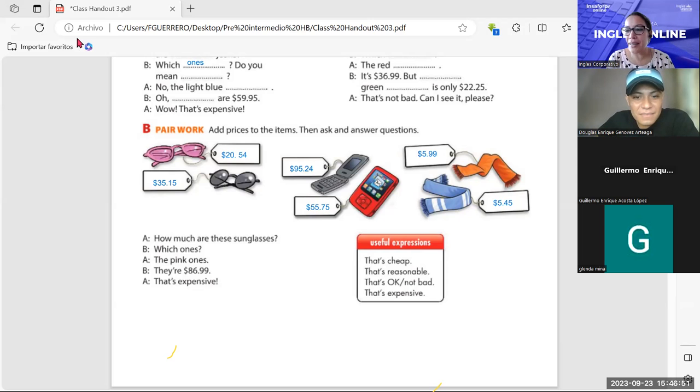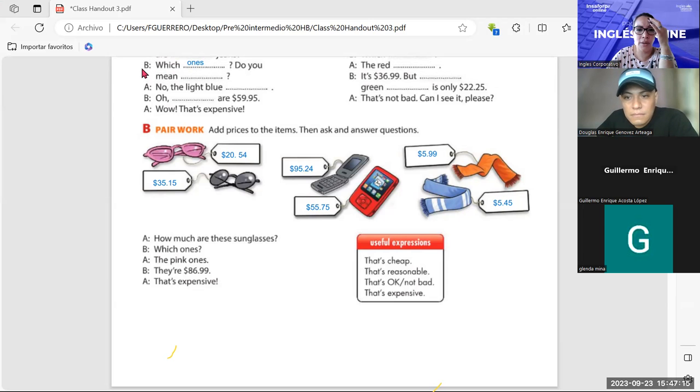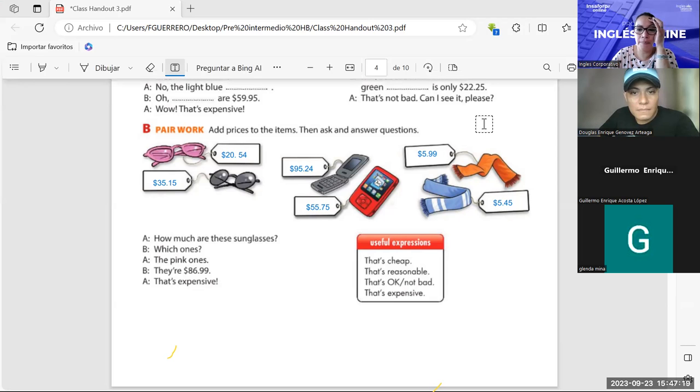Okay, now Douglas, continue with someone else. Ahora usted escoge su compañero o compañera para un role play y ahí tienen los precios y los artículos. Puede elegir cualquiera, ¿verdad? Guillermo, en Glenda. Por ahí estaba Fredo, pero va a estar como oyente. No, ya se desconectó, creo. Ok, hello, with Glenda.